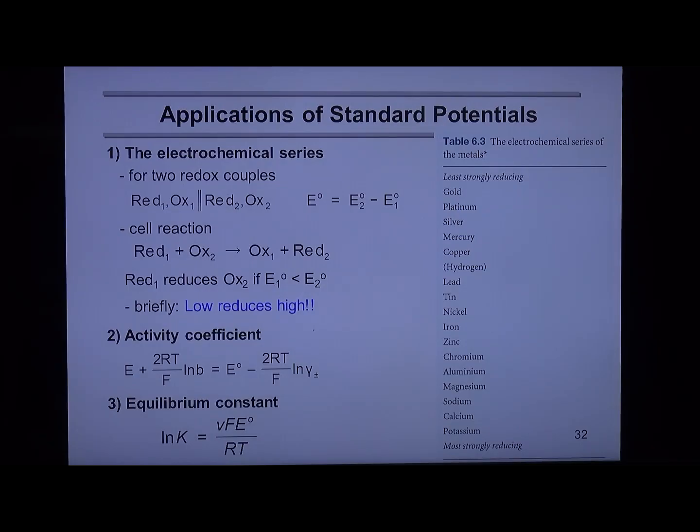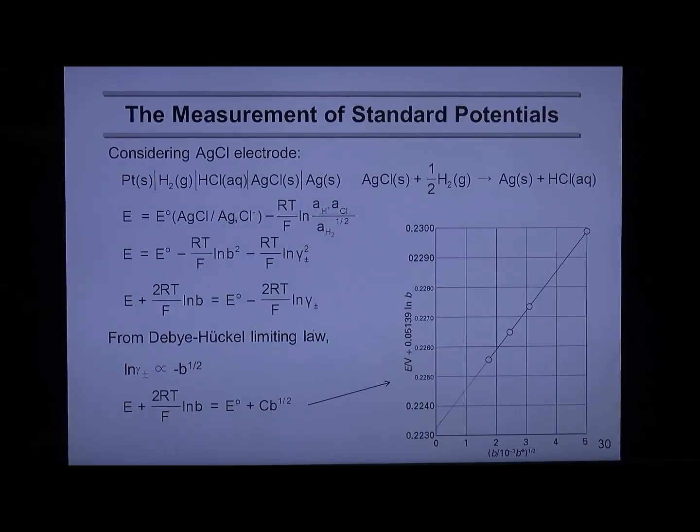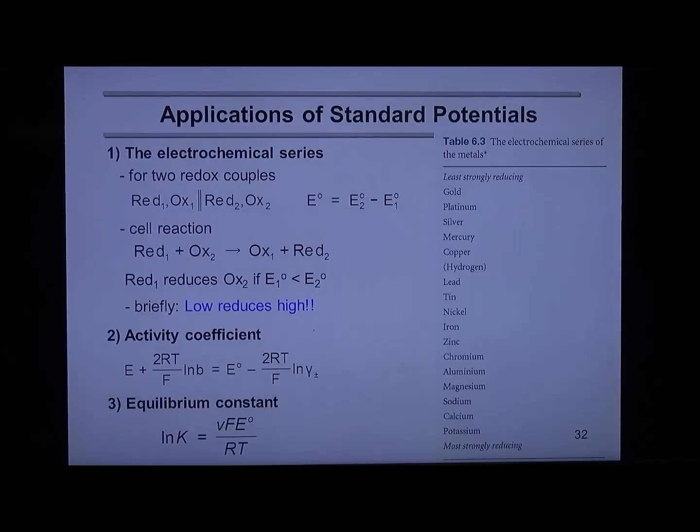Next, you can determine the activity coefficient based on electrode potential, based on this equation, but that's not important. This is because the electrochemical cell has a certain redox reaction that involves activity, and activity has an activity coefficient. So using electrode potential, you can determine the activity coefficient, but it's not important. The third application is based on this equation. If you have information about standard electrode potential, you can determine the equilibrium constant. That's obvious, right?